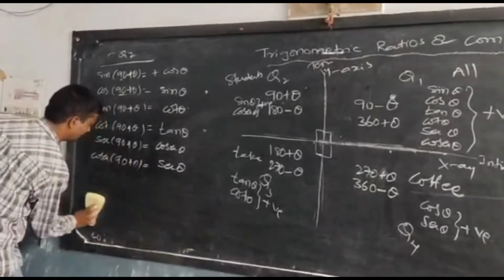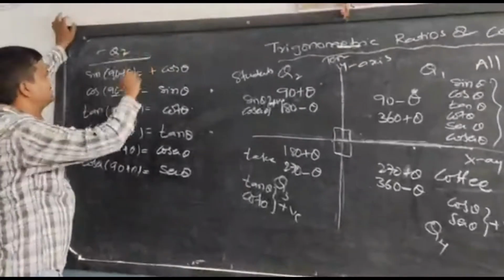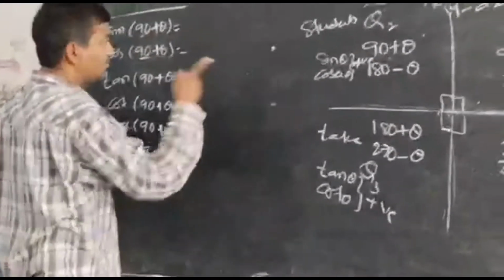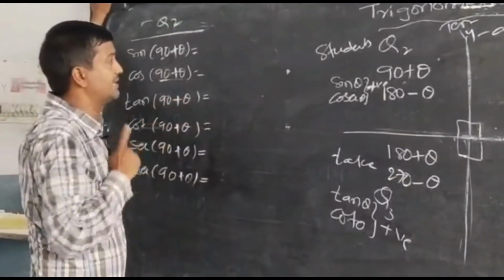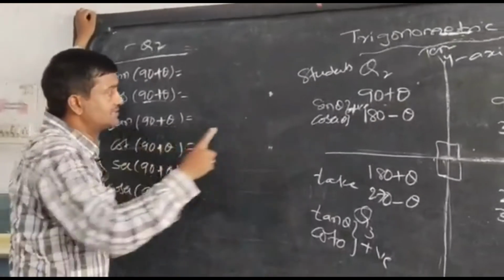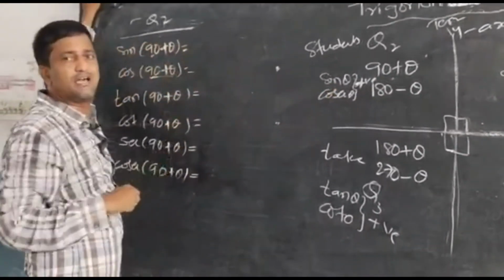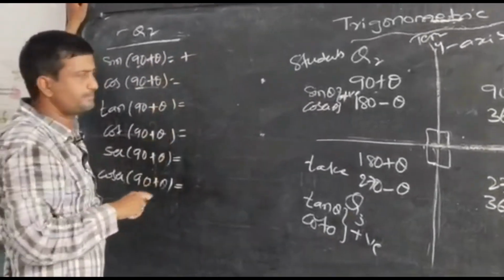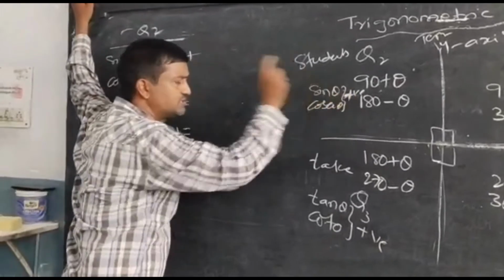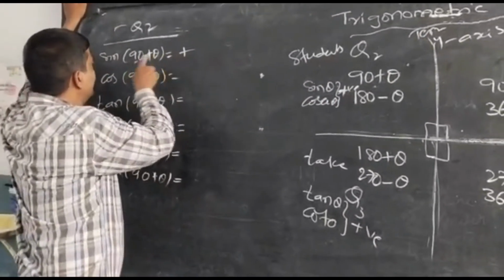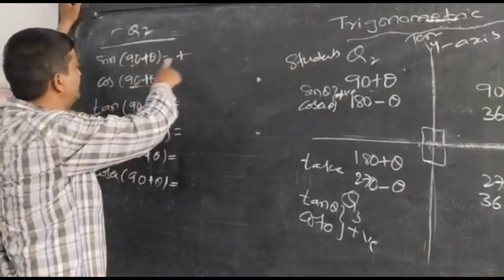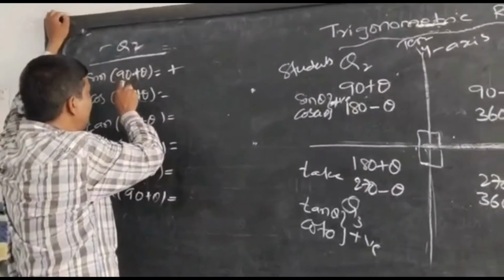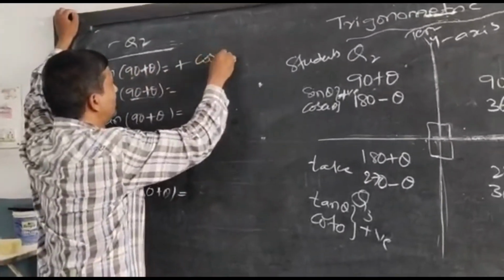We will write again later. Now see, 90 plus theta. So 90 plus theta lies in which quadrant? Second quadrant. In the second quadrant, sine and its reciprocal cosec are positive, the rest are negative. So this is sine, you will get plus, because in the second quadrant sine is positive, and the angle is 90. There is a change. For 90, n is odd, so there is a change in the ratio. That is what? Cos theta.